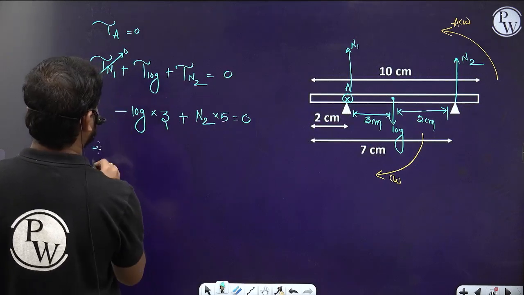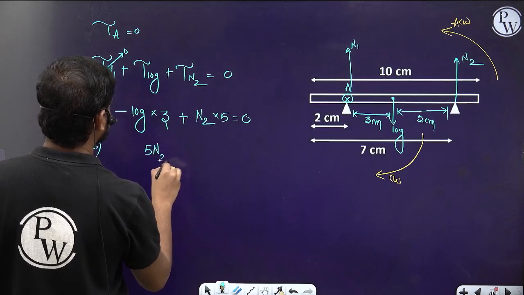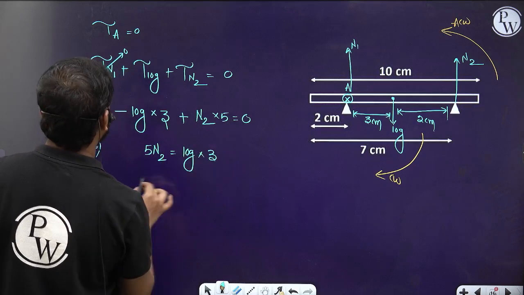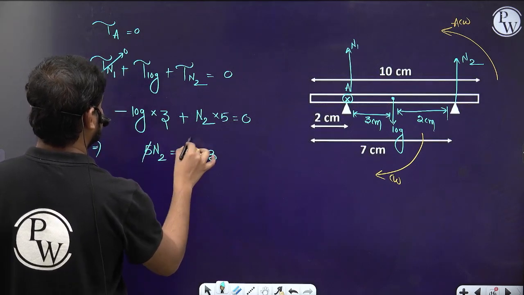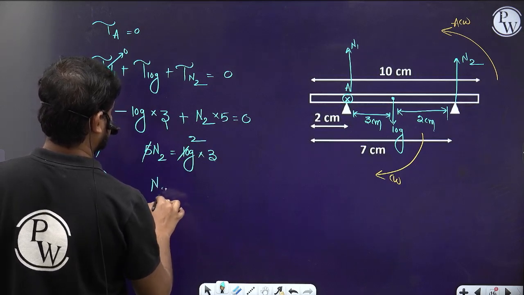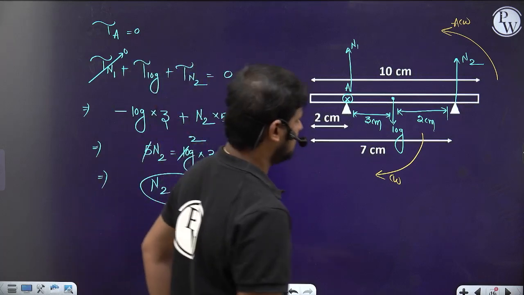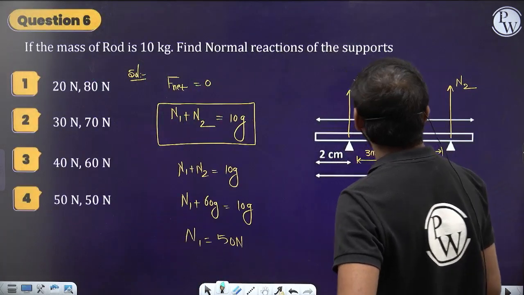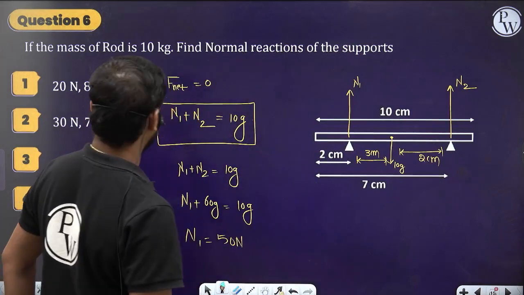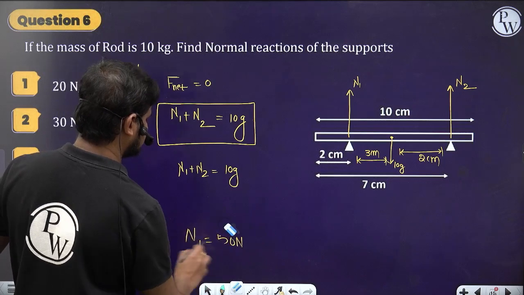So let me do it again. 5N2 is equals to 10G into 3. So 5 ones are 5, twos are, so 2 into G, 6G. So N2 is 6G we got. Then N1 plus N2 is equals to 10G only, right? Its weight is 10 kg, so 10G only. So 10G means 100.